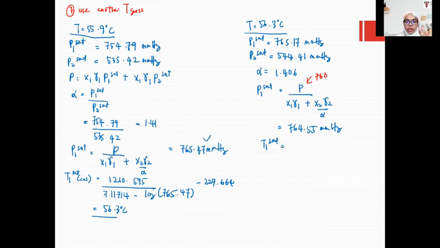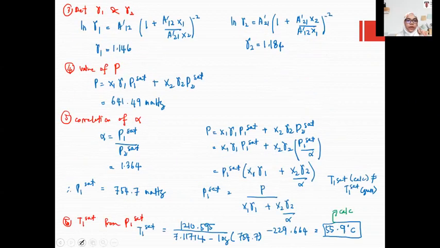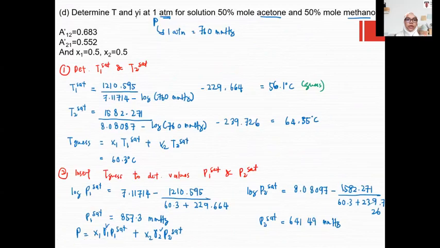Referring to this, you can determine your T1 saturation. So inserting into this Antoine equation, T1 is equal to 56.3 degrees Celsius. So T1 saturation for the calculated equal to T1 saturation for the guess. So you may stop your iteration because the value is similar, and then you can use this temperature to determine the P1 and T1 saturation. The question is to determine the T, so we already determined the T.